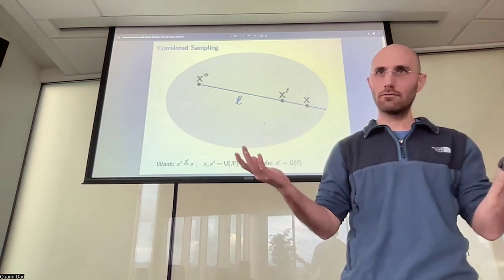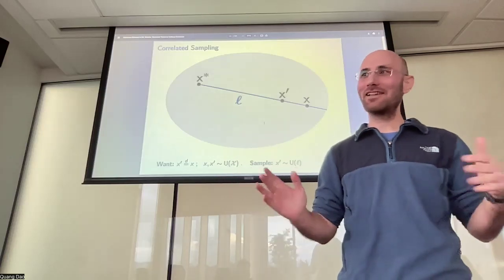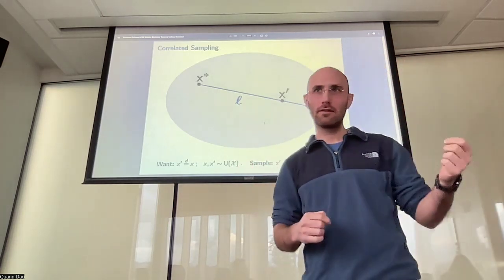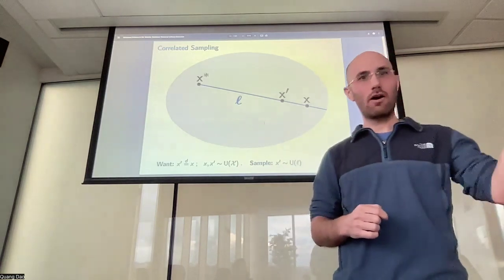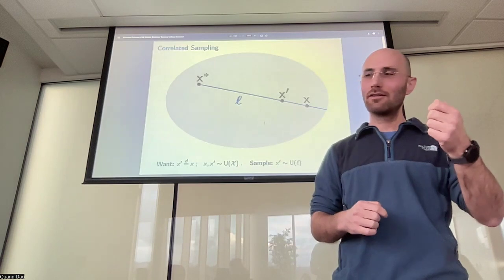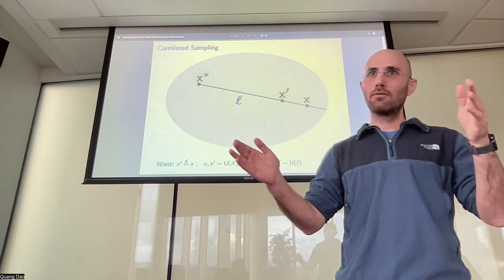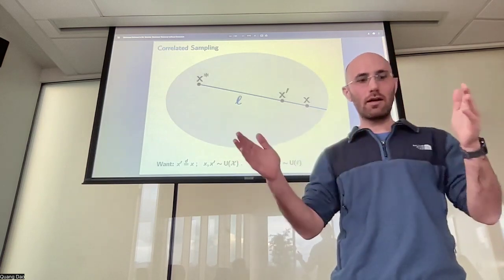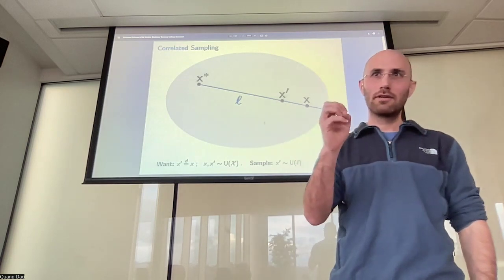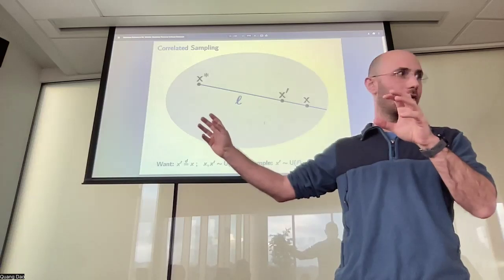Yeah. Okay, no, wrong. I've been lying to you. That does not work. If you want to get an x prime that is on the line and has a marginal that is uniform on the domain, the way to do that is not to sample uniformly on the line. Why? Because if I sample uniformly on the line, then my chance of getting a point that is close to x star is the same as getting a point that is far away from x star, right?